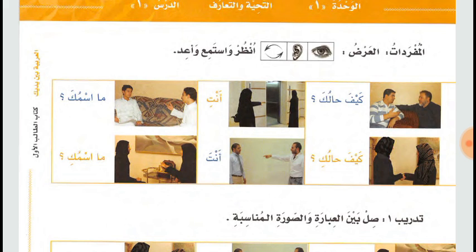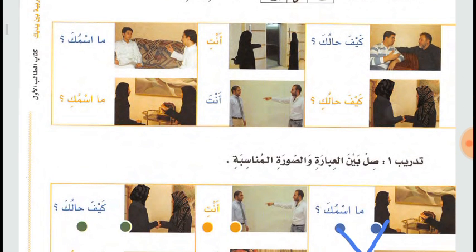Kaifa haluka? How are you? For males. And kaifa haluki, for you female. Masmuka, what is your name? Good. For male only. Kaifa haluki? How are you for female? Anta, you male. Masmuki, what is your name for female? Okay. Then we have the next question.